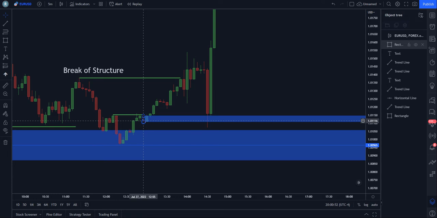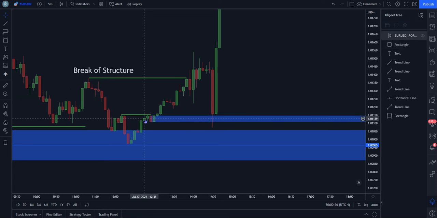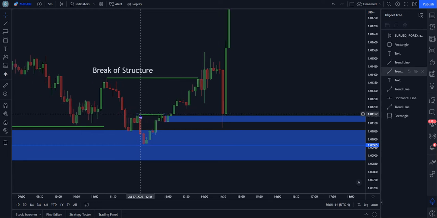So this is one. Obviously, this is a new demand. This is not necessarily the demand that's responsible for breaking the structure. Yeah, this one here, but we're not paying attention to this high. You can, if you want, if you're okay with that risk, go for it. But for me personally, I'm not okay with that.